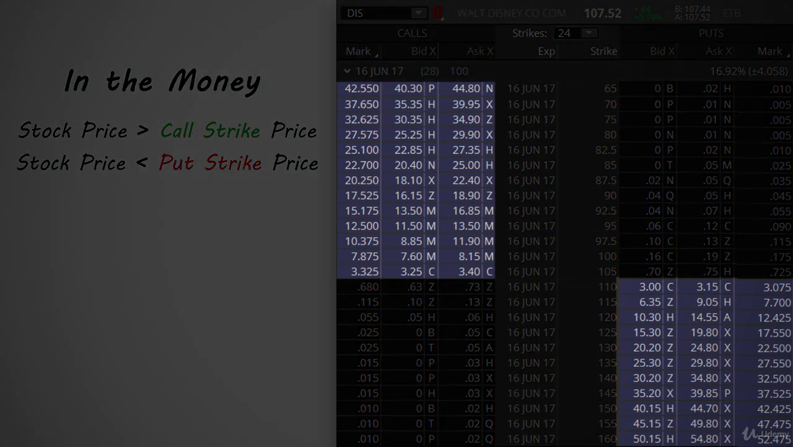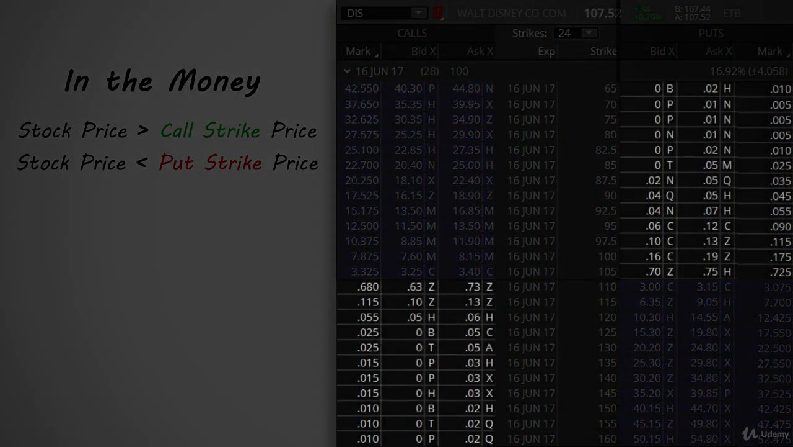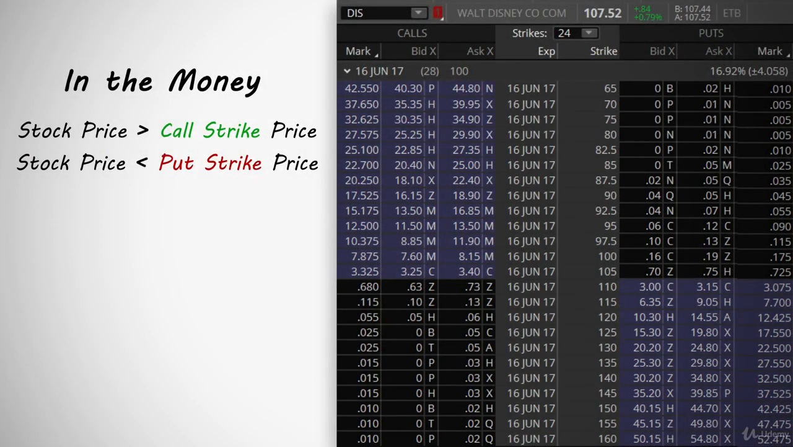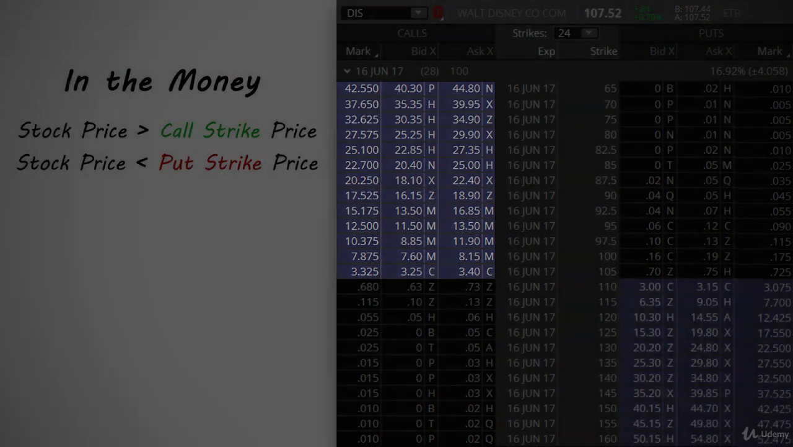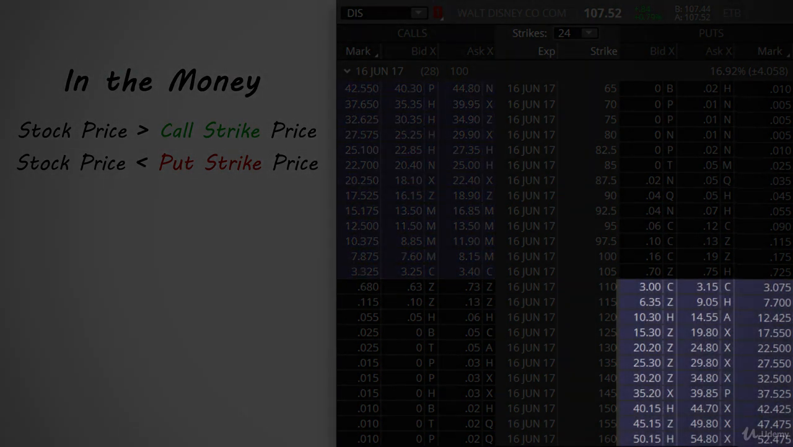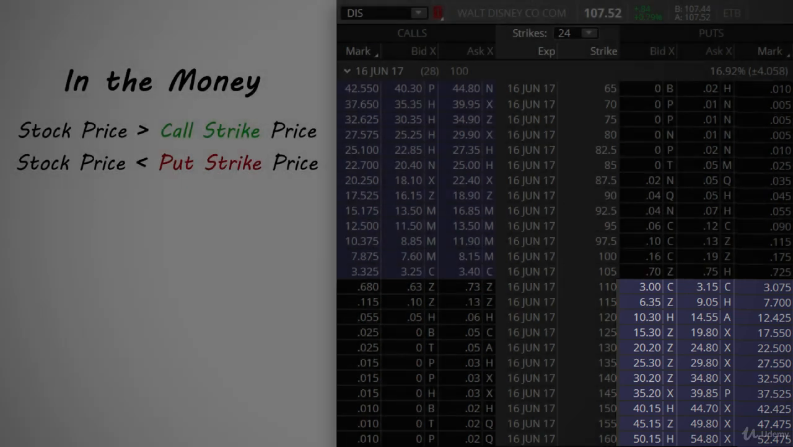In-the-money options have a purplish background, while out-of-the-money options have a black background. Remembering from before, when a call is in the money, it means the stock is trading at a price higher than the strike price. When a put is in the money, it means the stock is trading at a price lower than the strike price. In the case of Disney, any call option strike below $107 is going to be in the money. Any put strike above $107 is going to be in the money.